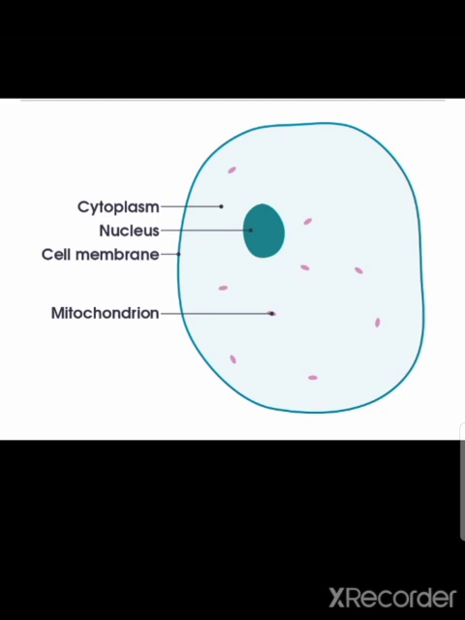And they also contain a cell membrane. The cell membrane is also present in both plants and animals. What is the function of the cell membrane? The cell membrane controls what goes into and out of the cell, right?